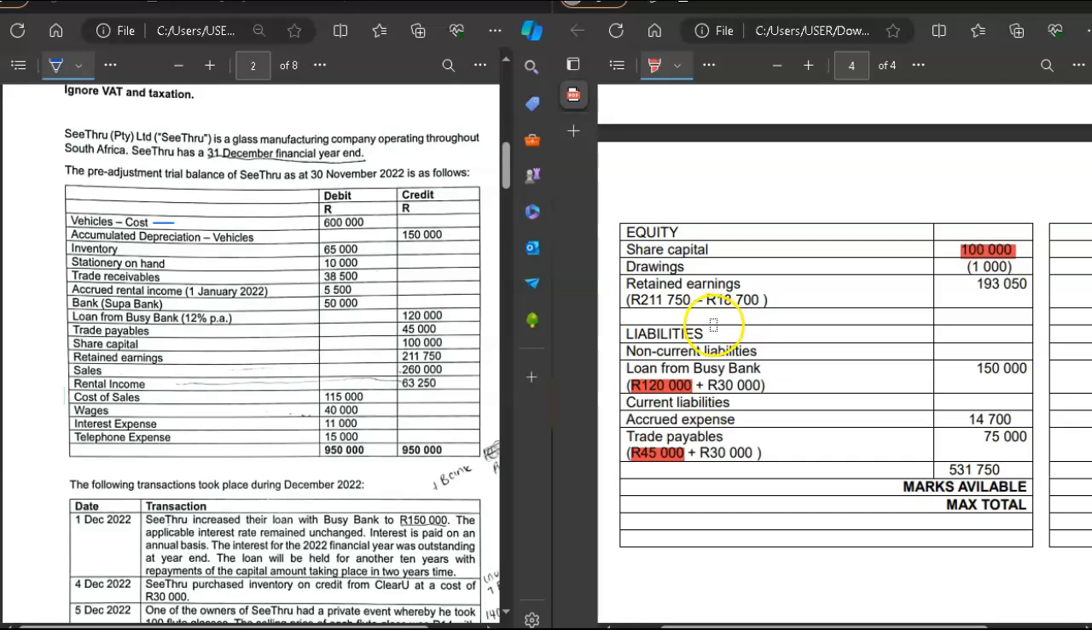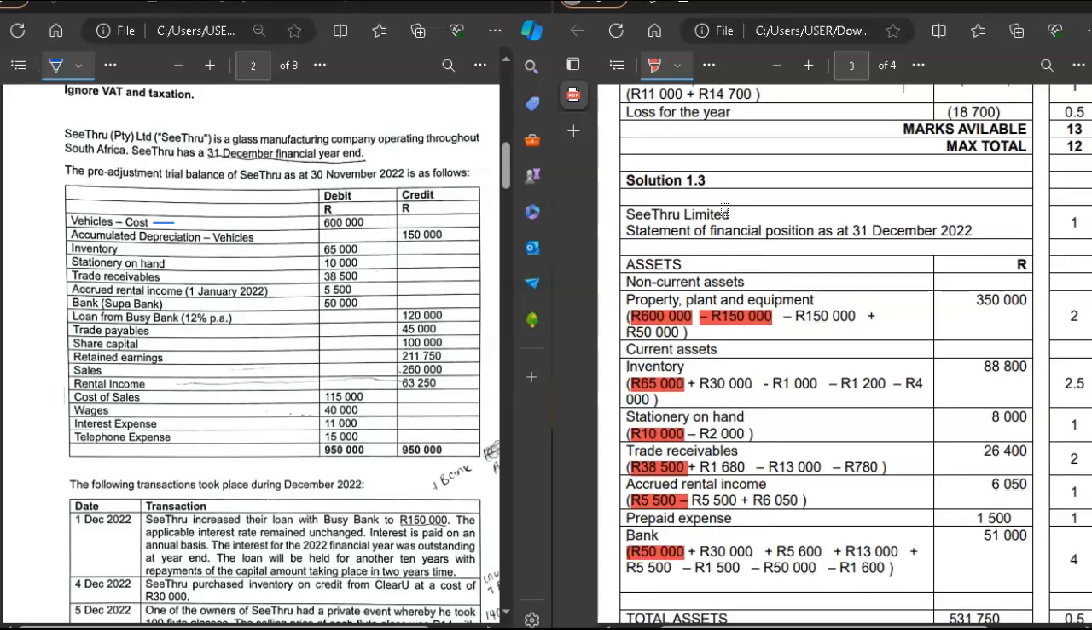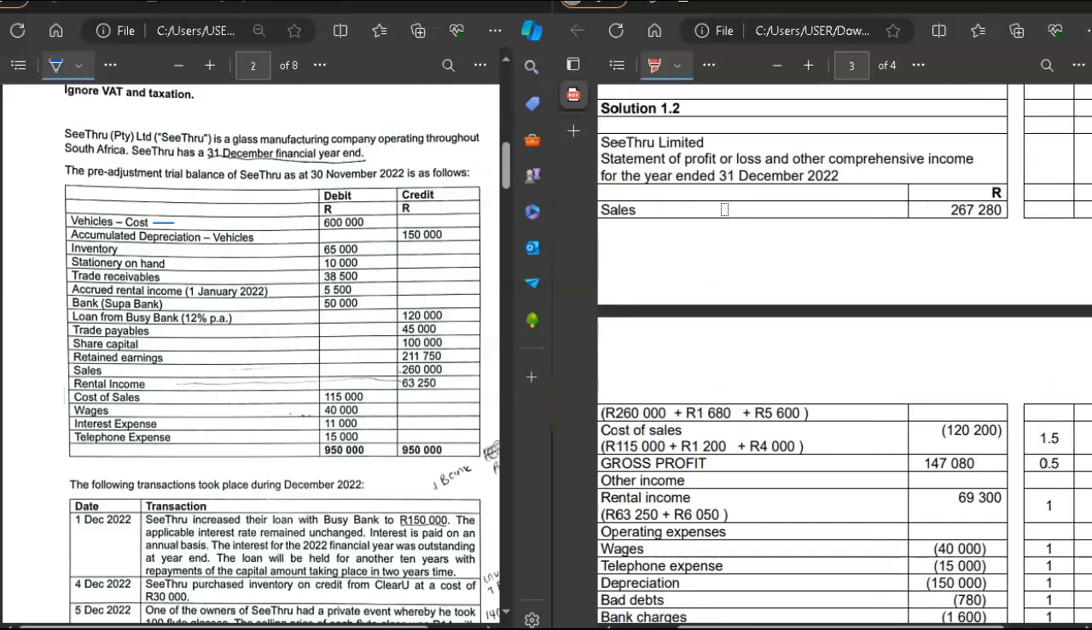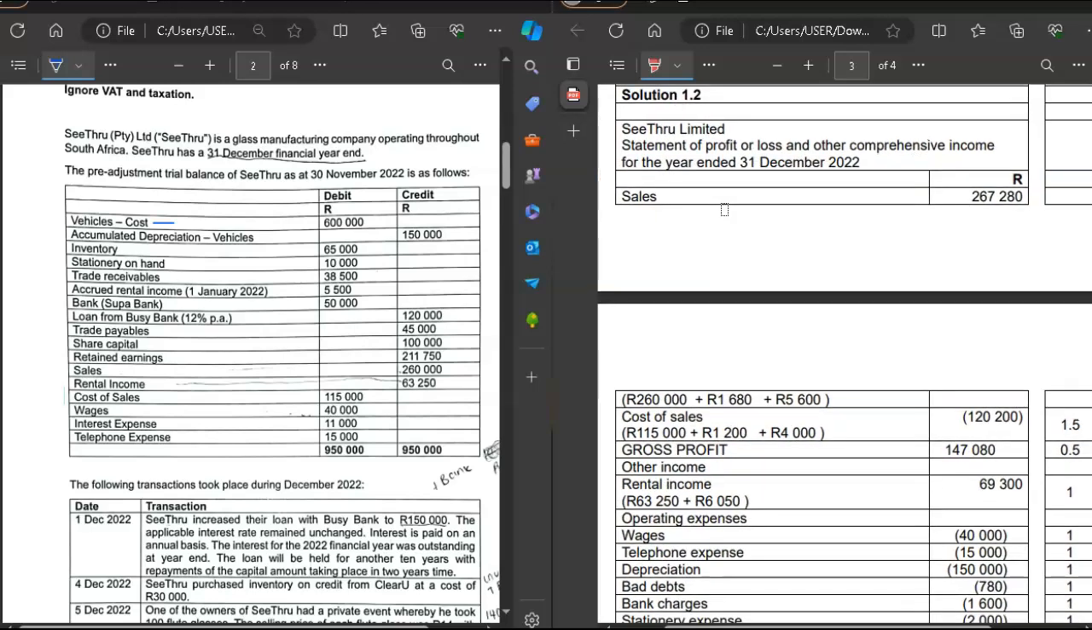Retained earnings is an equity. So retained earnings, 211,750, you put 211,750. Sales. Now you're done with the balance sheet, you go into the income statement. Because now all income and expenses go in the income statement, right? All assets, equity and liability go in the balance sheet. So you see why I'm saying do it together, because now we don't have to do the balance sheet first, then come back and do the income statement.